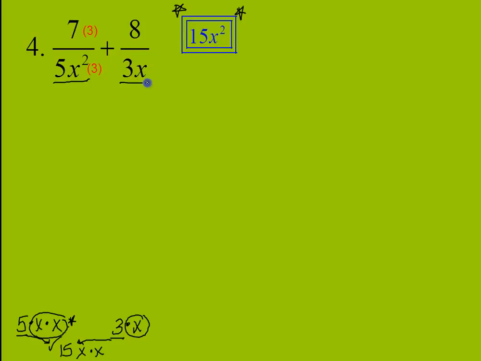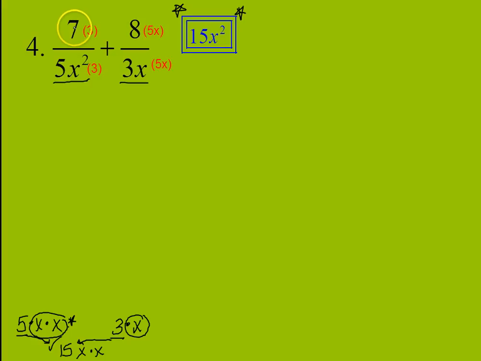How do I get 3x squared to turn into 15x squared, that common denominator? I have to multiply 3 by 5. I have 1x and I need 2, so I have to multiply x by x. So in order to turn this into what I need, I have to multiply top and bottom by 5x. Like I said, that's going to be the hardest part for some of you, okay? So make sure you really take your time on that part.